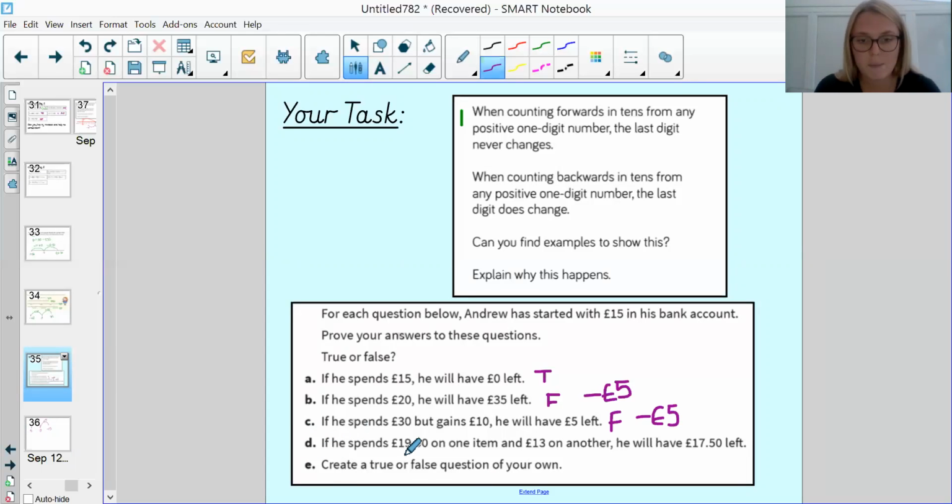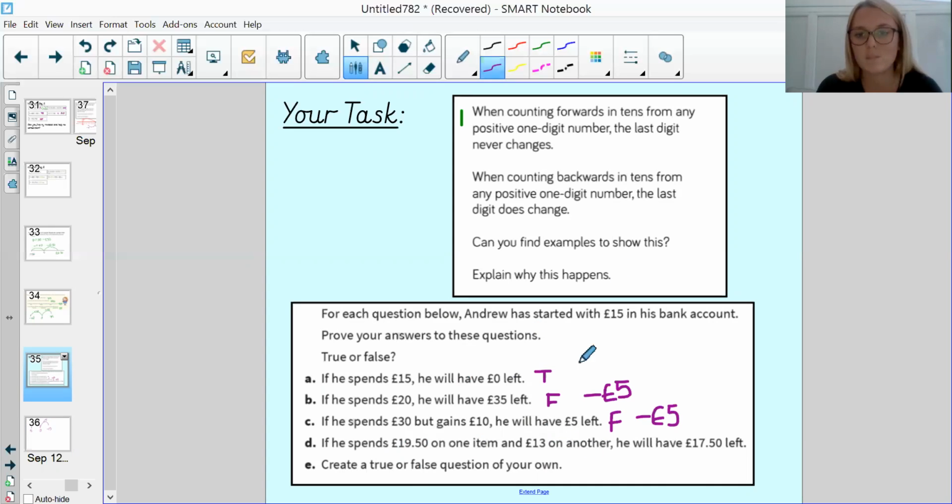And D, if he spends £19.50 on one item and £13 on another, he will have £17.50 left. Okay, so we started with £15, he spent £19.50 on something and then £13 on something else. Okay, so in total, how much has he spent? How would I work that out? I'd add these two numbers together. So £19.50 add 13, okay. I'm going to do that in my head. So 10 add 10 is 20, 9 add 3 is 12, so 20 add 12 is 32, and we've got the 50p. So he spent £32.50 in total.